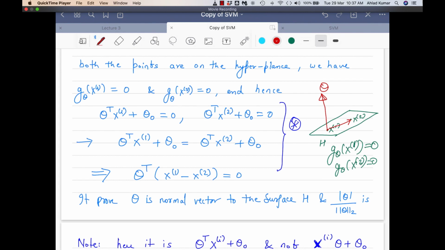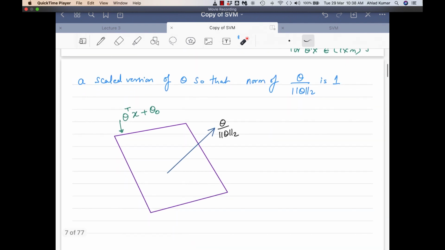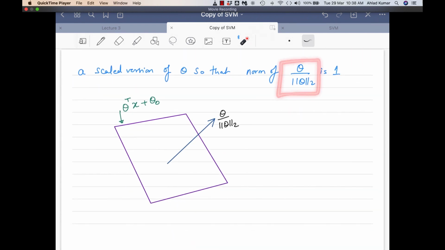When you have the dot product of theta transpose with the x1 minus x2 vector equal to 0, it means that it is making a 90 degree angle with the separating hyperplane. So by this we can prove that theta is a normal to the surface. This is the surface, and your theta vector is normal to it. If I want to make this theta a unit vector, I simply divide it by the L2 norm of theta. So theta divided by the L2 norm of theta is a unit vector. I will show you here. It is basically a unit vector, and its norm is equal to 1.